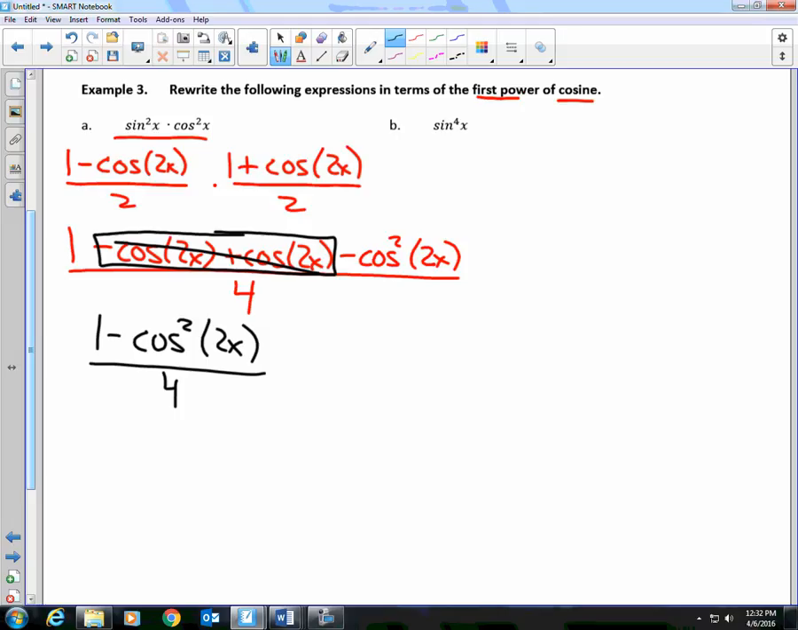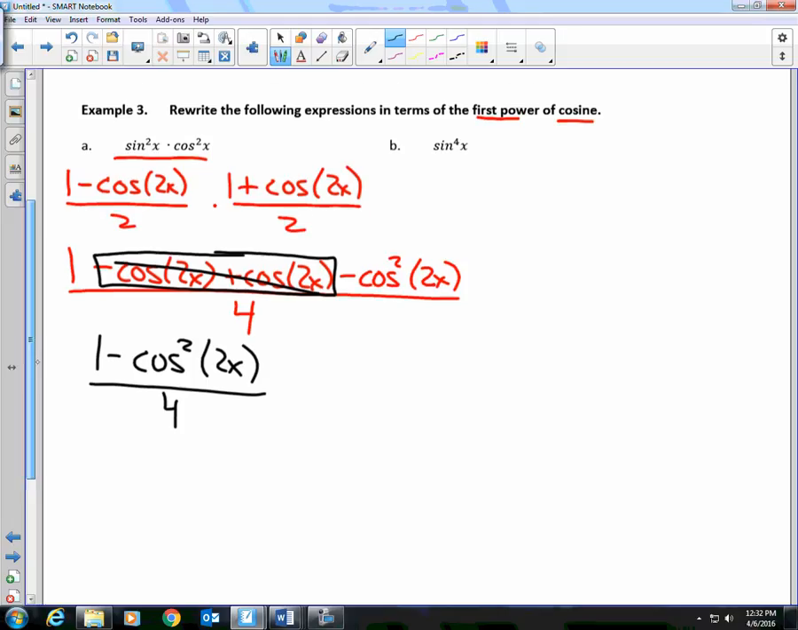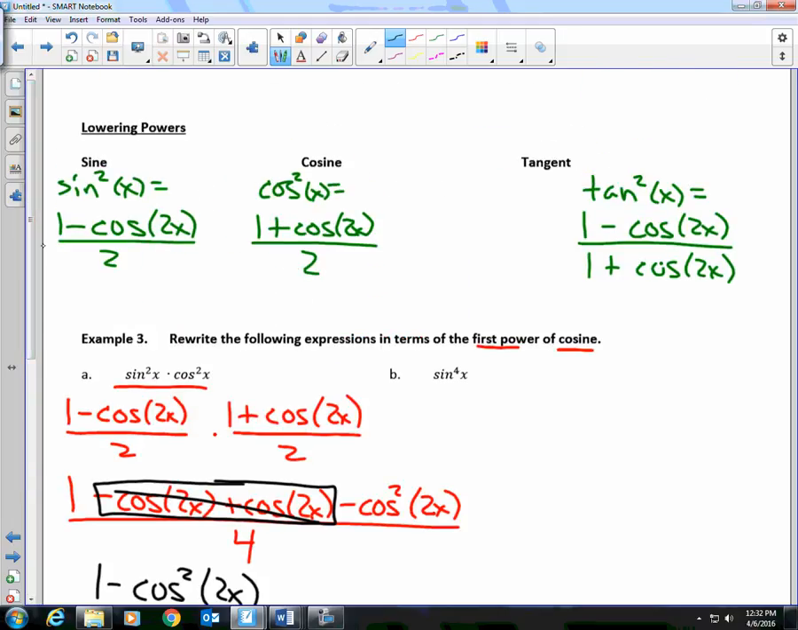Oh no, what do I do now? This is cosine squared, isn't it? So I have to do it again. The only difference is, instead of an x, I have a 2x. It's going to require a new formula. Let's try to come up with a formula on our own. We have a formula for cosine squared of x. Let's come up with a formula for cosine squared of 2x.